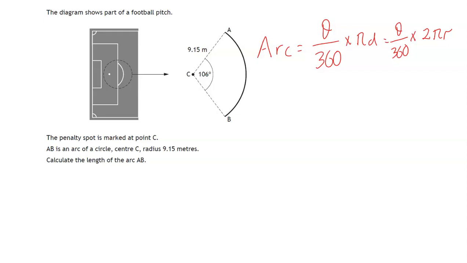So here we have the calculation being arc equals 106 divided by 360, so that tells me the fraction of the circle I'm going to use, times pi, times 2, times my radius, which is 9.15. Because remember, in this case, it gives us a radius rather than a diameter. So now I know the calculation I'm going to do, now I know what I've got, I can just fire it straight into the calculator.